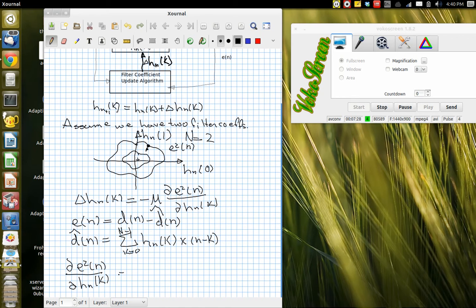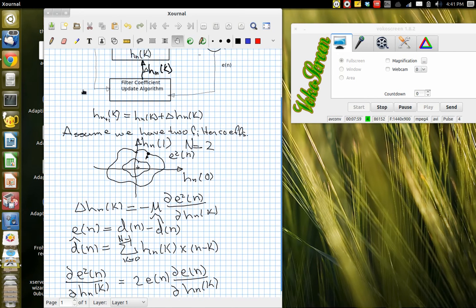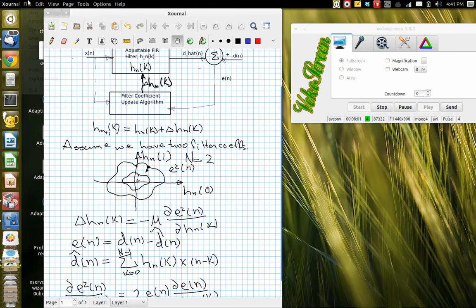So let's move this up a little bit. What I'd like to do is figure out what the derivative is here. So the partial of e squared of n with respect to h sub n of k equals 2e of n, differentiating e of n squared, times, using the chain rule, the partial of e of n with respect to h sub n of k.